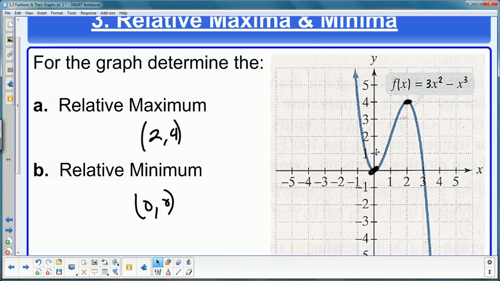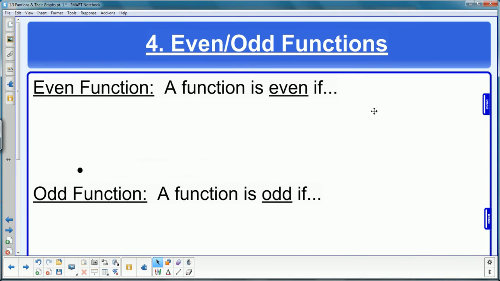Okay, you could have several minimum, you could have several maximum, you could have none of either. In this case, we have one of each. And then finally, the even and odd functions.